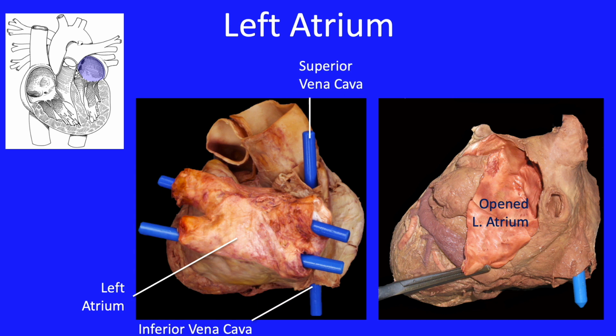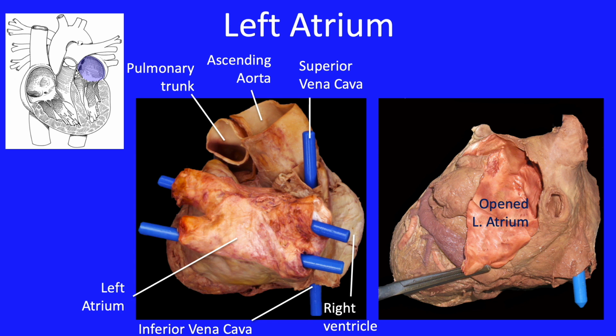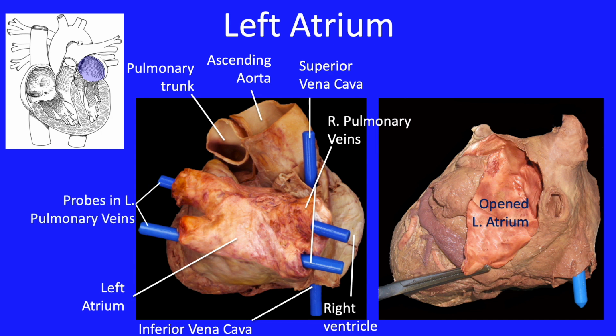Now, on the left panel, a probe has been placed to indicate the location of the superior and inferior vena cava, indicating the right side of the heart. A portion of the right ventricle is just visible. The ascending aorta and the pulmonary trunk are labeled for orientation. Now, focus your attention on the probes inserted into the right pulmonary veins that extend all the way to the left pulmonary veins and exit there.